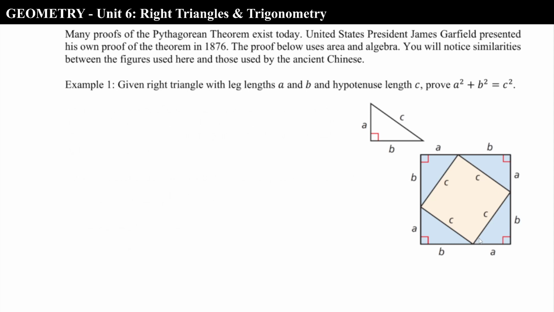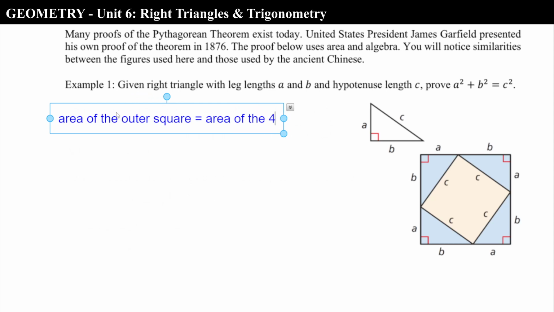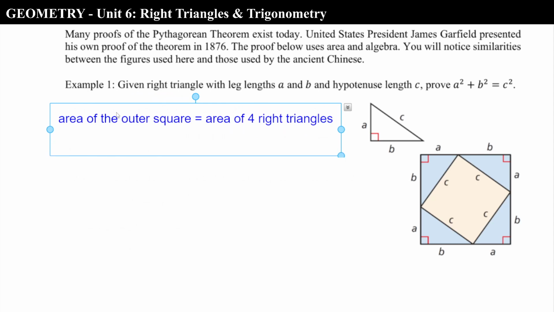So, what do we end up with? Well, we're going to find what the area of this entire thing is. And to find the area of the entire thing, I'll type this just for speed here, we are going to find that the area of the outer square is going to be equal to the area of the 4 right triangles plus the area of the inner square.